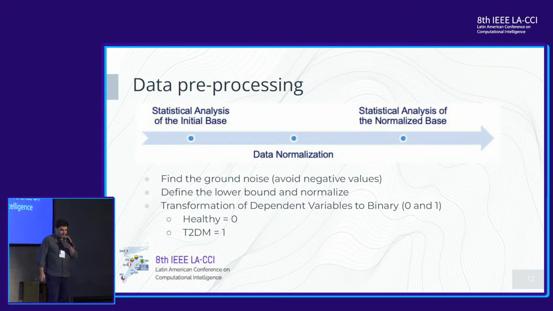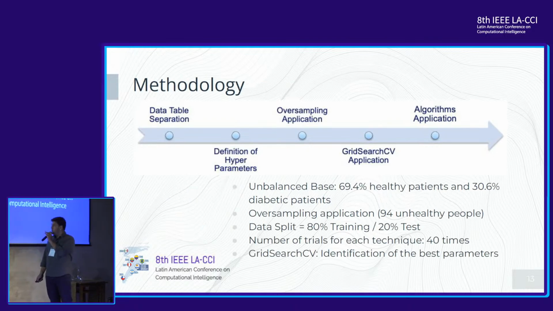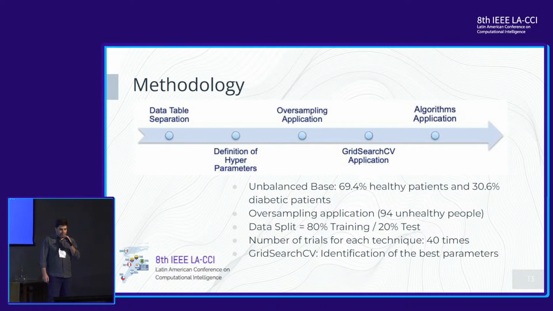And what we have observed is that we have a ground noise, so we had to do some pre-processing to avoid negative values, and after this we normalized the values and added a dependent variable to identify which of the patients were healthy or had diabetes. In the original database, we had roughly 70% healthy people and 30% diabetics. So we applied an oversampling process to generate synthetic profiles for 94 unhealthy people, using this kind of application that I presented yesterday.